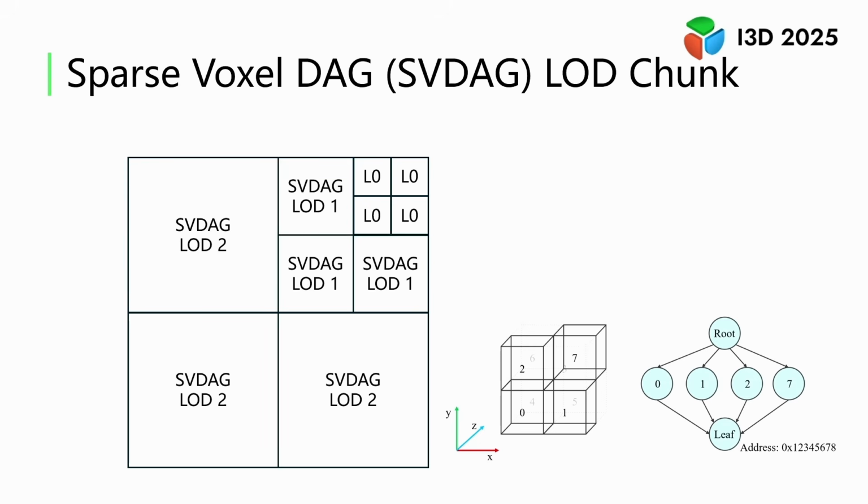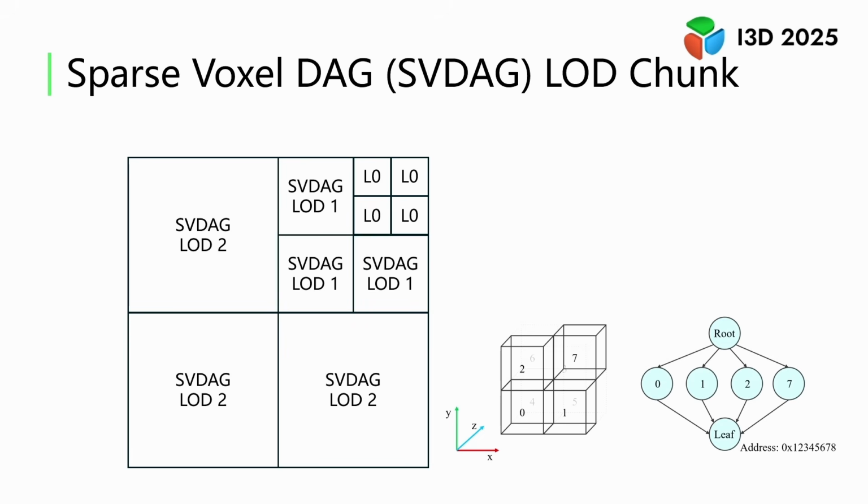We first extend sparse voxel DAG, SVDAG, by using multiple SVDAGs with different levels of detail to represent the entire scene. Sparse voxel DAG is a technique that represents a voxel chunk in the world. It is a data structure obtained by merging isomorphic subtrees of a sparse voxel octree, which can greatly compress the geometric information of voxels while still retaining the ability to perform ray marching.